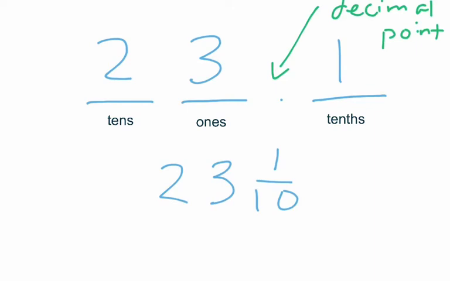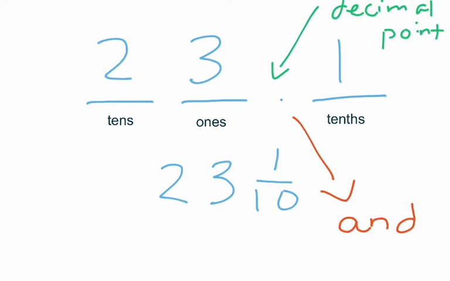And we read this just like I had earlier said, 23 and 1/10, just like we read our mixed number here, 23 and 1/10. At the decimal point, we always use the word and when we're saying it out loud, just like we have been when we're making fractions here.